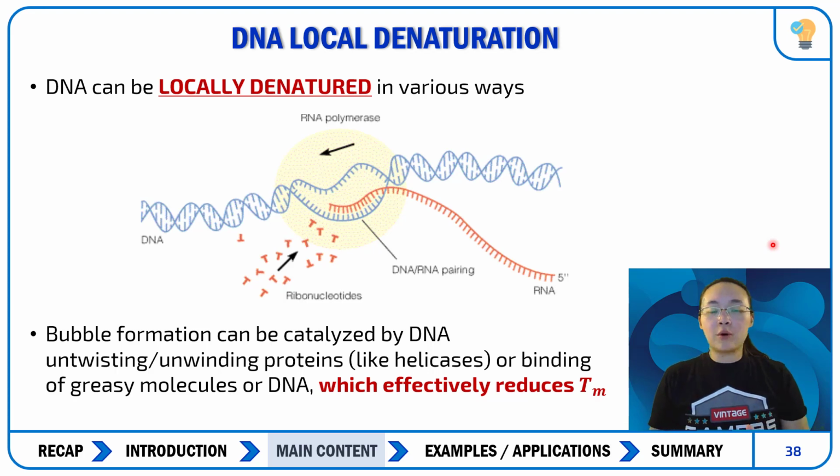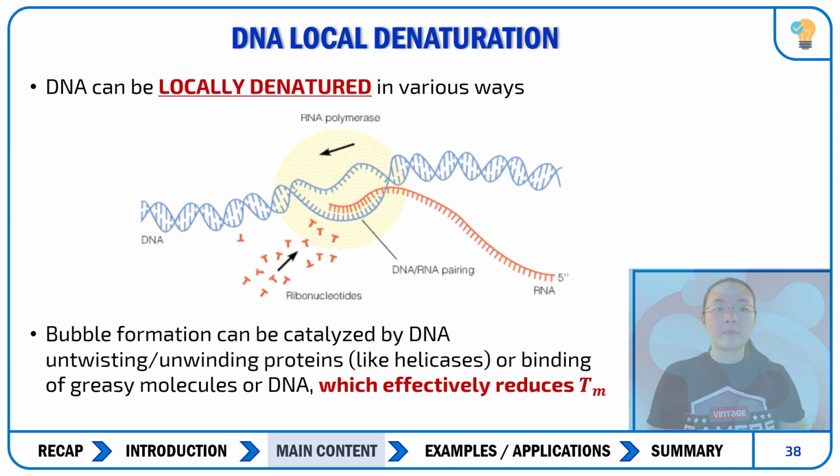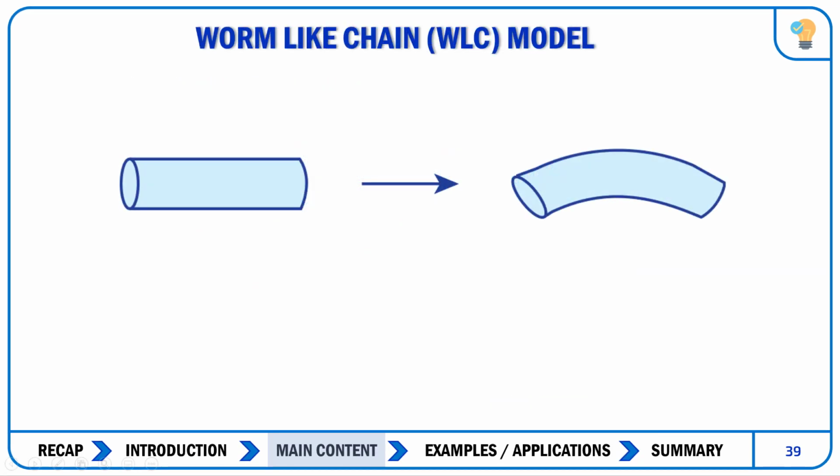We now want to move on to the worm-like chain model so that we can analyze all of these mathematically. So now we want to take a look at the worm-like chain model. And looking at these two diagrams, there's only two options we have. Number one, the DNA is going to be linear or rod-like.